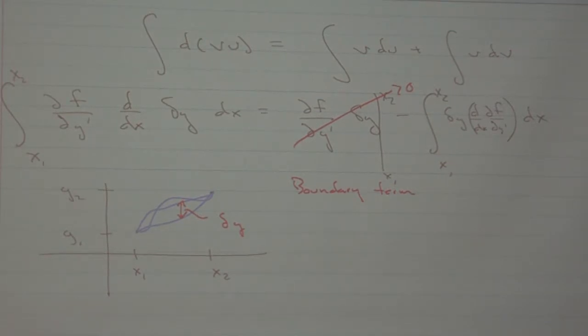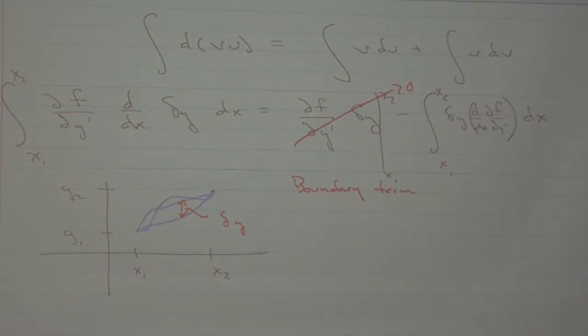Does this make sense? This is an important step. You integrate by parts, you get rid of the boundary term. This is called the surface term or the boundary term, and your goal is to arrange things so that this term goes away. Almost always you want this term to go away.